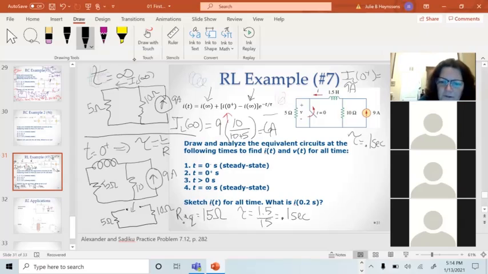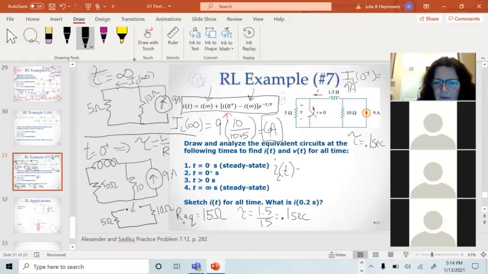So that was the third thing I needed to find. Then I can just plug it into this equation. The current through the inductor as a function of time equals the infinity value, which is 6, plus I of 0 plus, which was 9, minus I of infinity, which is 6, times e to the minus t over 0.1 seconds.